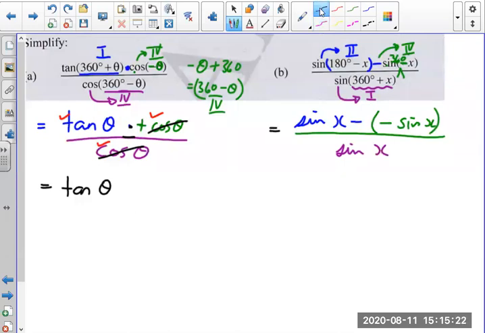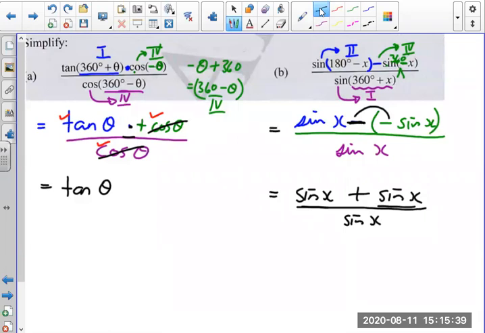Now, please remember, you cannot cancel because there's a minus. So if you times that minus with that minus, you get sine x plus sine x over sine x. And sine x plus sine x is 2 sine x over sine x. And can you see that the sine x is cancelled and your answer will simply be 2. So make sure that you don't confuse multiplication with an add or a subtract.